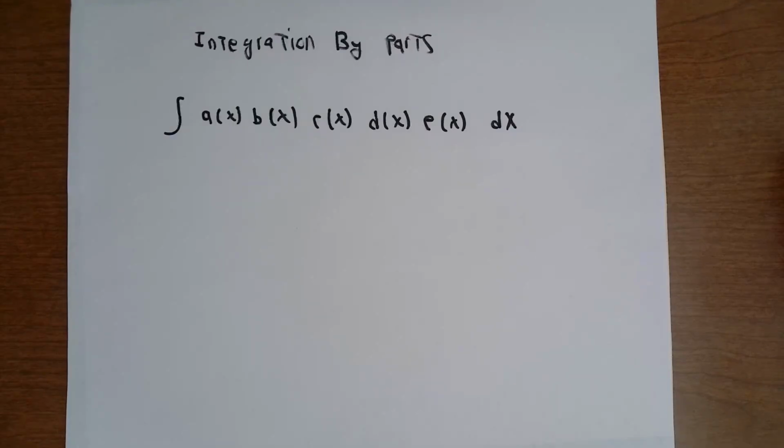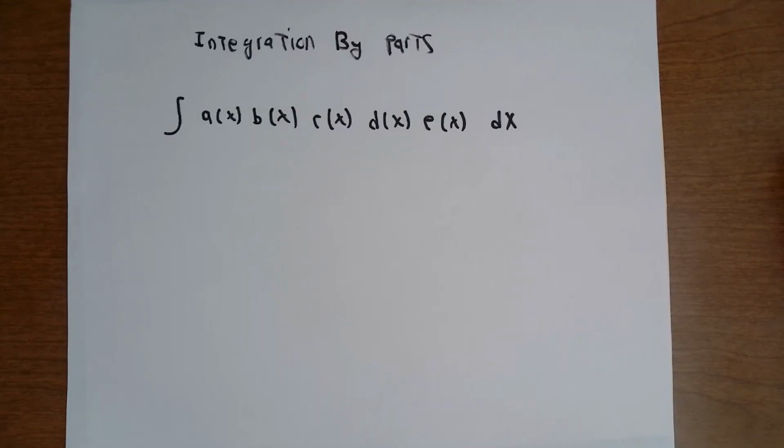So, for instance, here, I'm thinking sort of generically as integral of a of x times b of x times c of x times d of x times e of x with respect to x. D of x is a function value of the d function, not to be confused with the differential dx down at the end.